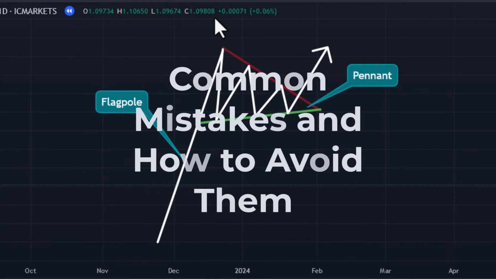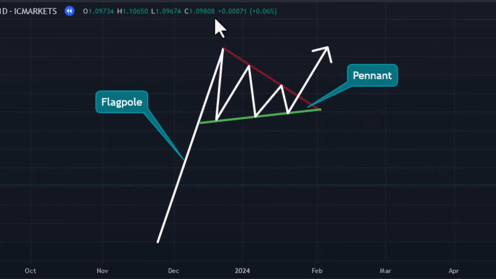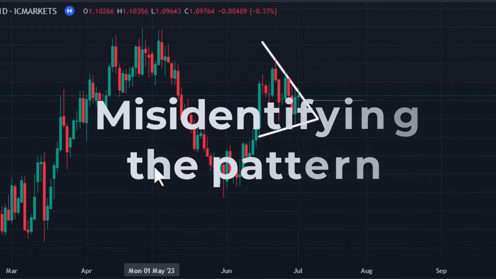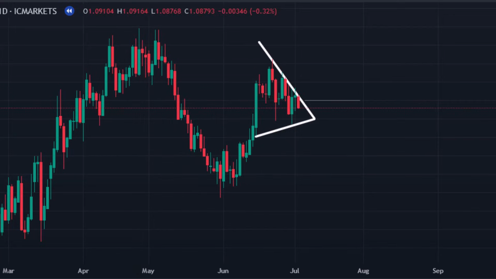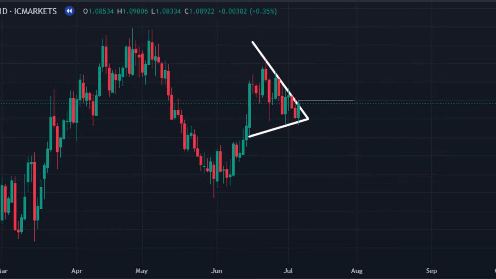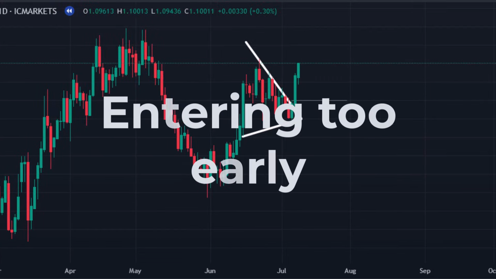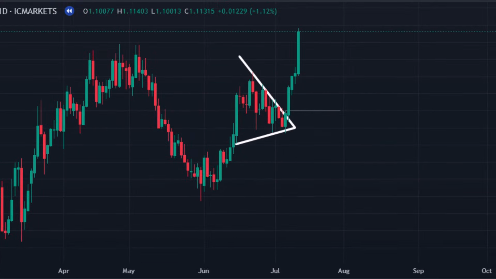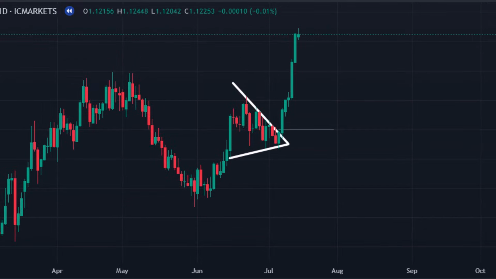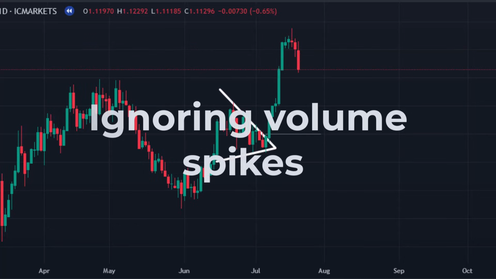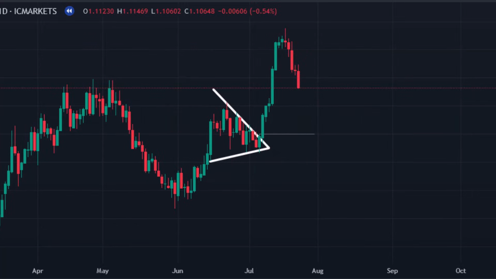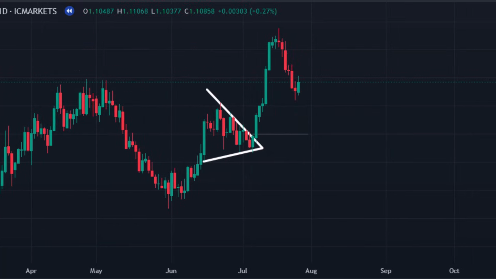Common mistakes and how to avoid them. One of the mistakes is misunderstanding the pattern. Ensure a clear trend line and a strong flagpole. Another mistake is entering too early. You have to wait for the breakout to confirm the direction. Another is ignoring volume spikes during breakouts.